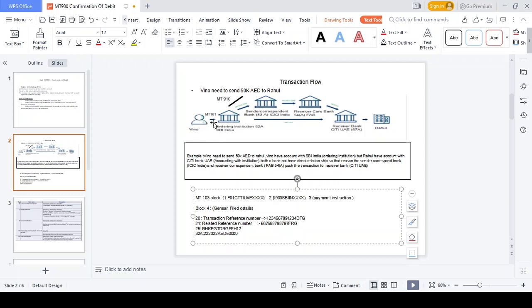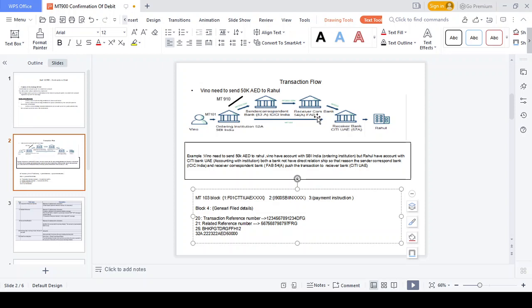Suppose the ordering institution debits the account owner's account. At that time the MT101 should be generated. After that, the ordering institution sends the money to the sender correspondent bank. Once the sender correspondent gets the money, it generates the MT900 debit confirmation. After that, the sender correspondent bank sends the money to the receiver correspondent bank. Once the money is received, the receiver correspondent bank should generate the MT900 confirmation of debit.